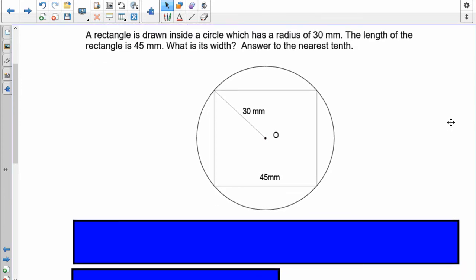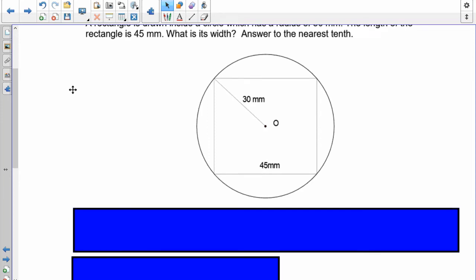Now, a rectangle is drawn inside a circle, which has a radius of 30 millimeters. The length of the rectangle from here to here is 45 millimeters. What they want to know is, what is the width? Now be careful, this is not a square. It's not a square, so you can't just say, oh, it looks like 45 and 45. It's a rectangle. So we have to answer this.